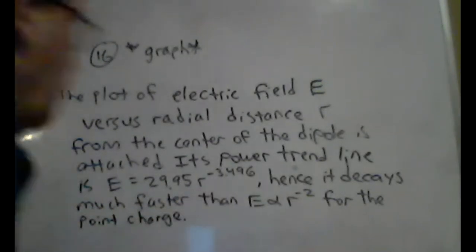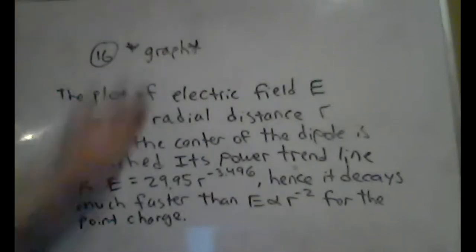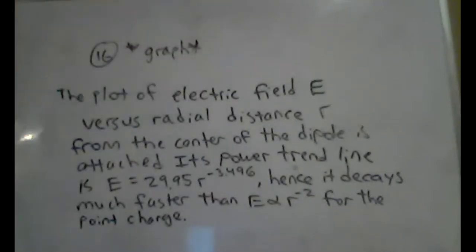So I had said something like the plot of electric field. I give the graph, of course. I attach it, but a plot of electric field E versus radial distance R from the center of the dipole, again, that's where you're plotting. Tell me what you're doing, is attached. Its power trend line equals 29.95 R to the negative 3.496. That's how you got your data. You use Excel, okay, that's acceptable. And you use a trend line, that's acceptable.